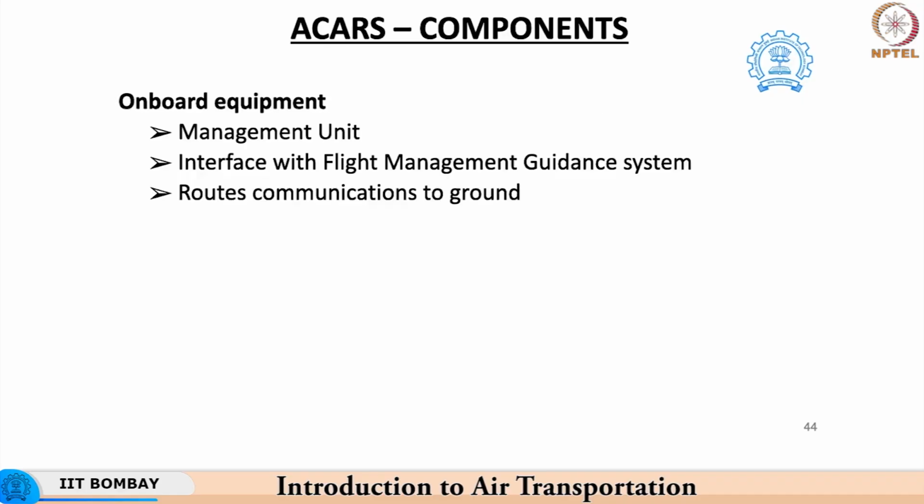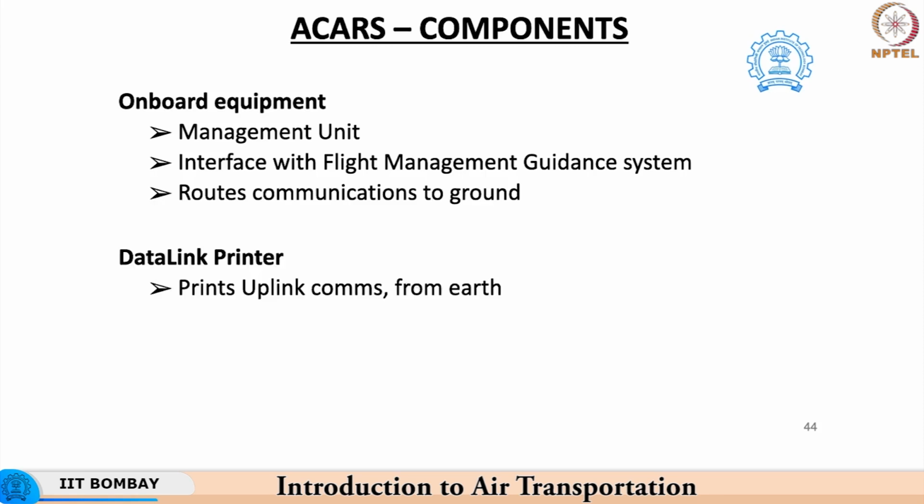So to understand the different components associated with the aircraft, first we will deal with the onboard equipment, the equipment that is available on the aircraft. First equipment that is available is called the management unit. So it is basically an interface with the flight management guidance system, and hence provides communication, routes the communication to the ground.